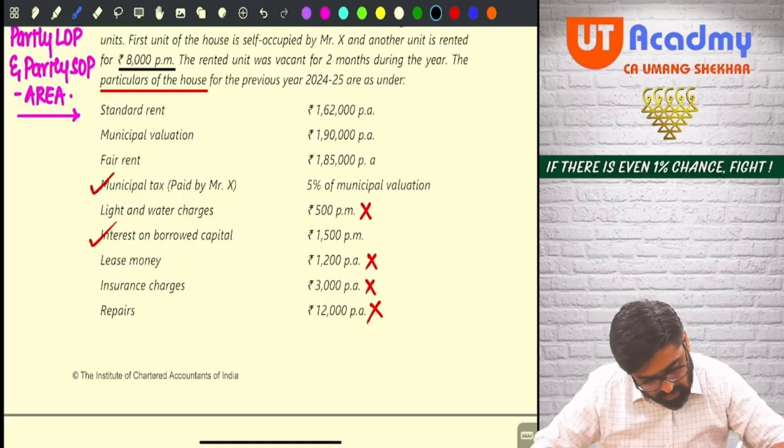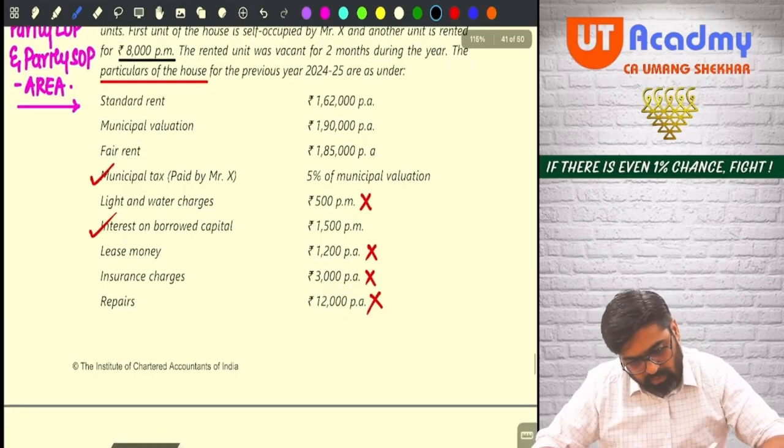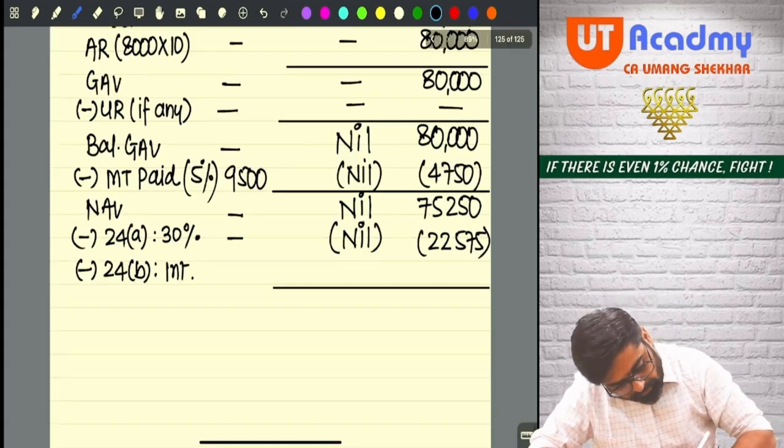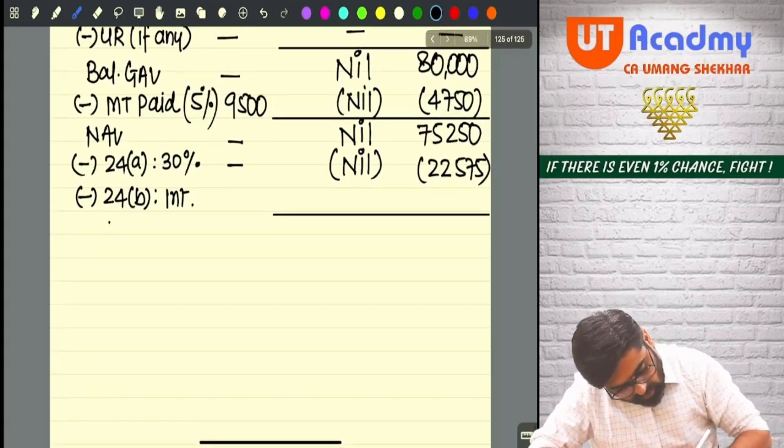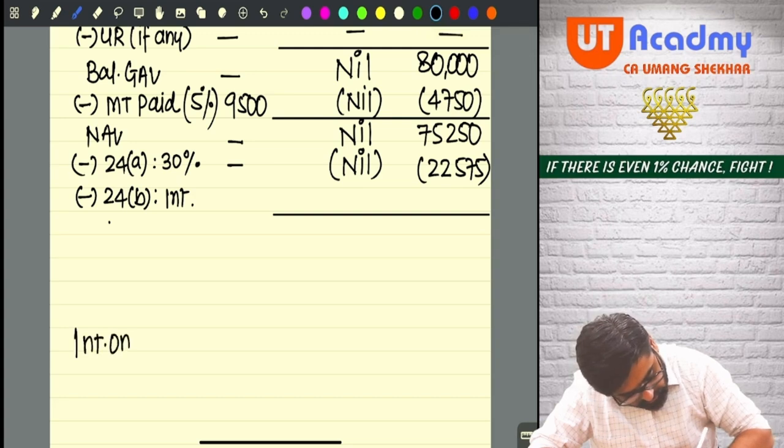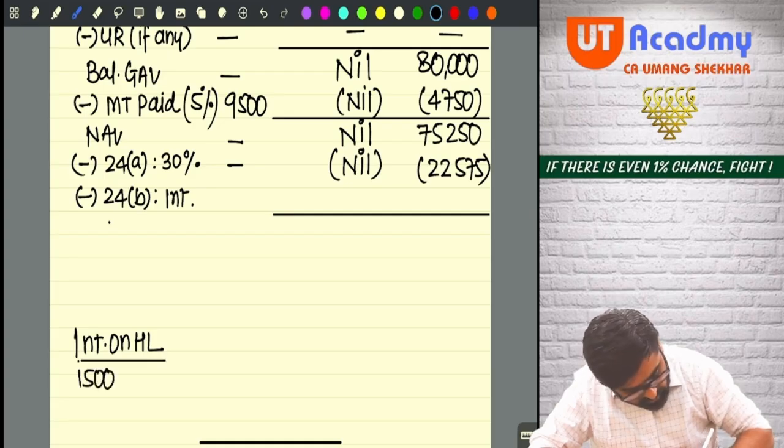Come on, tell me. 500 rupees per 1500 rupees per month, no? So can I say interest? For that I will do a working note, small working note over here. Interest on housing loan, and that amount is 1500 per month into 12 months. That is how much? 18,000.